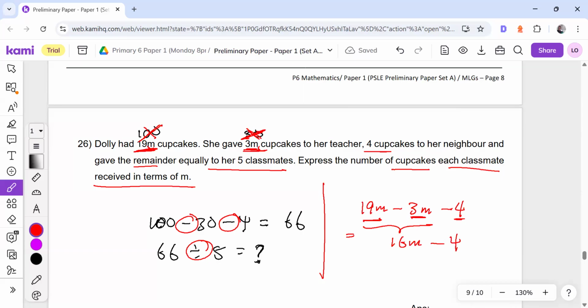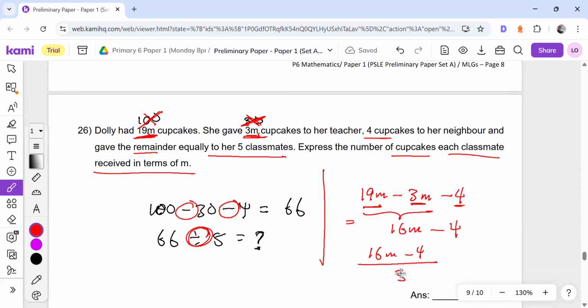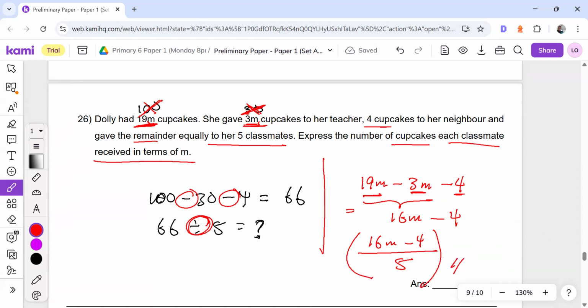And then after that, what is the last step? The last step is divide. Divide by 5. So 16M minus 4 and then divide by 5 to get each classmate has how many. And that's your answer already. Do you understand? Got it?